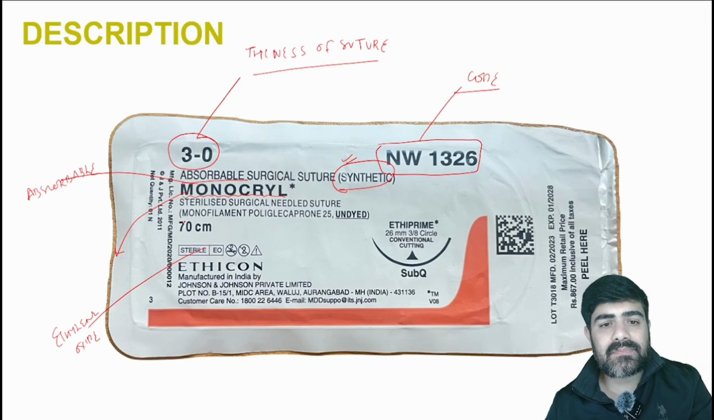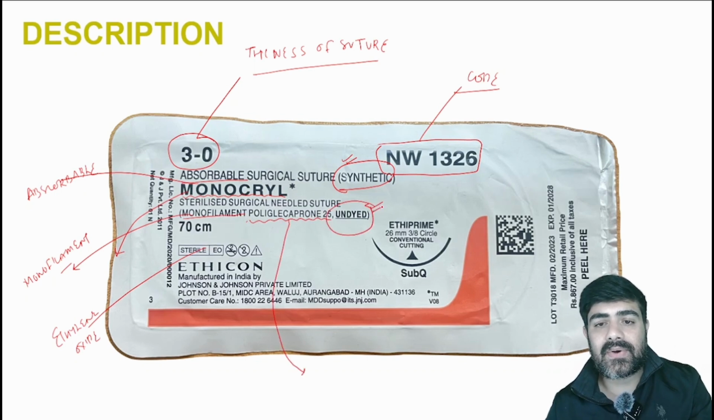Okay, then this is a monofilament suture, more important, monofilament suture. That means it is a single filament. And what is it? It is polyglecaprone 25. So this is the type of the suture, this is the name of the suture, undyed. Okay, it is not dyed.